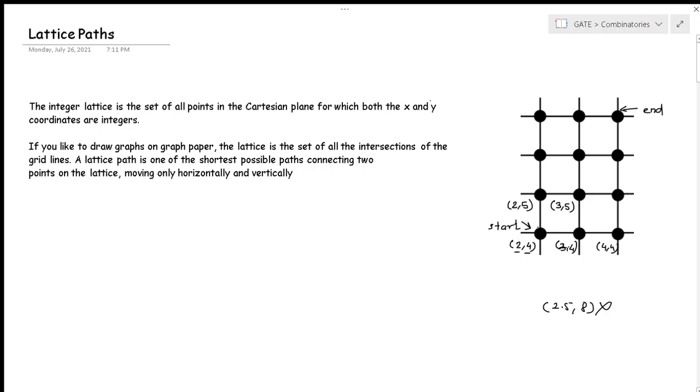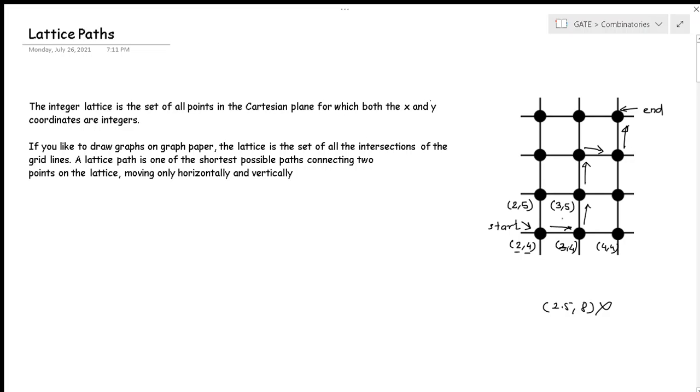So if I want to reach from start to end, what I can do is go this way, then over here, then here, and then over here. This could be one of the possible lattice paths, because I reach from the start point to the end point with the minimum number of steps. Now, is there any other path which has an even shorter length than this?